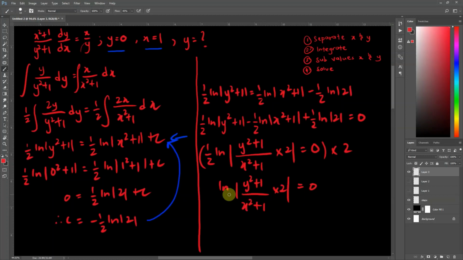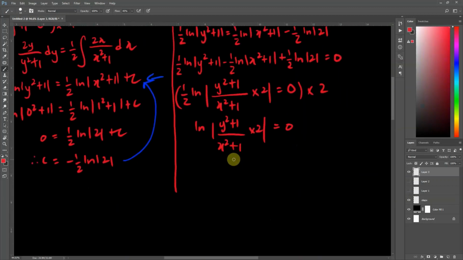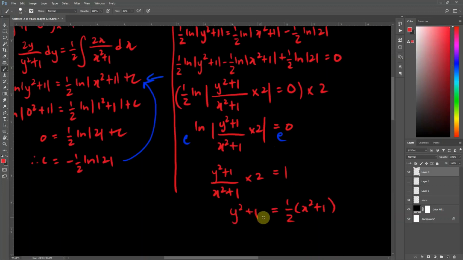Next, I want to express y in terms of x, so I need to make y the subject. What I can do is exponent both sides. When I exponent, 0 becomes 1. Exponent and ln cancel out, leaving (y squared plus 1) over (x squared plus 1) times 2. So this one now becomes 1 over 2. x squared plus 1 is equal to y squared plus 1, so almost done.